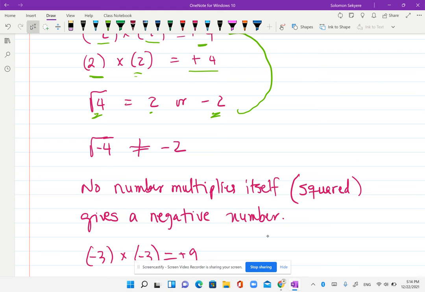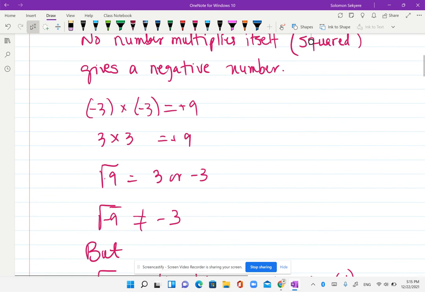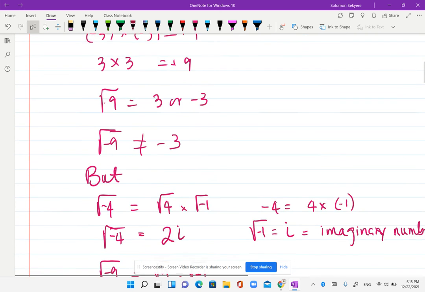Note if you're ever asked to find the square root of negative 4, don't say the answer is negative 2, and I'll tell you why. The reason is no number squared gives a negative number. When you take a square root, you're looking for a number that multiplies itself to get whatever is here, which is called the radicand. So the square root of negative 4 is not negative 2. Same reasoning with the square root of 9.